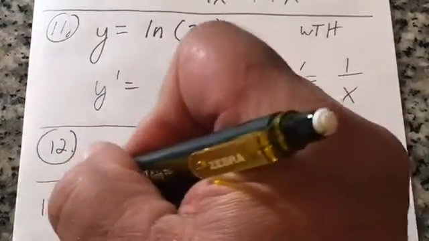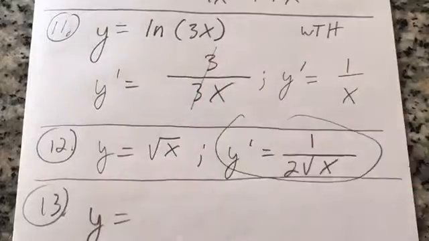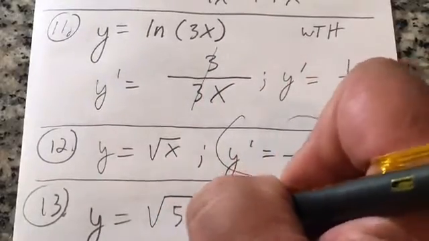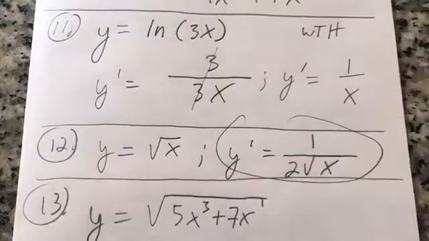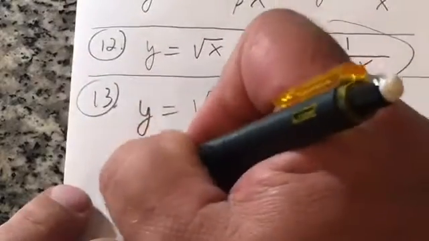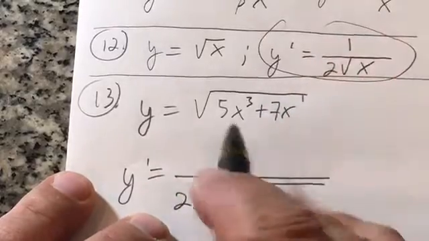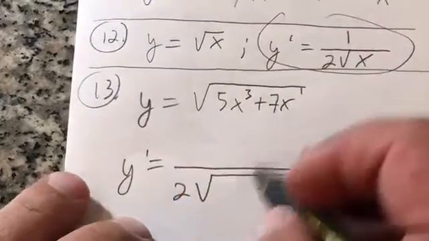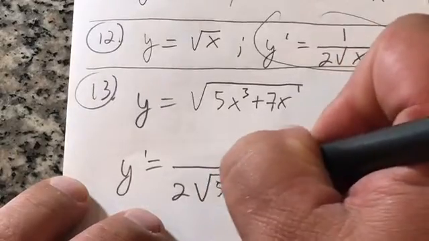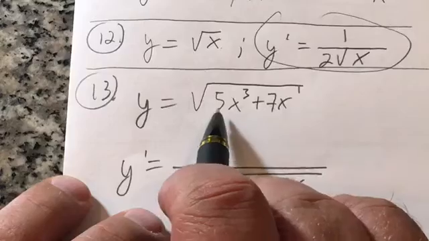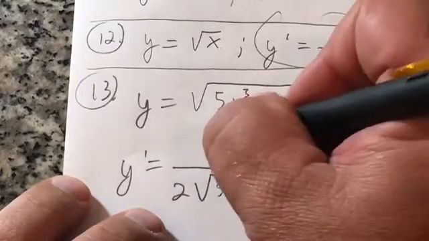Number 13. Y equals the square root of 5x cubed plus 7x. The derivative of that, y prime equals, big division bar, 2 square root, and inside the square root, I put the 5x cubed plus 7x. And then the derivative of the guts is 15x squared plus 7.